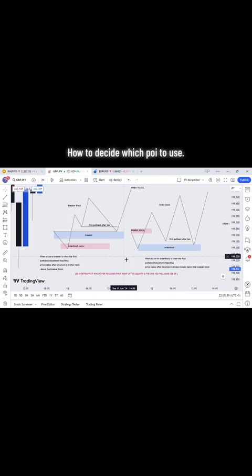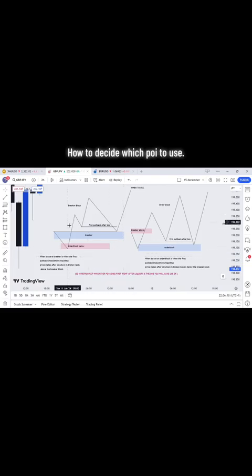So remember that this strategy that I use is structural liquidity and point of interest. The liquidity is a very key part of this strategy, meaning that what I use as my liquidity is basically inducement. It's that first pullback after market breaks structure. Now, that first pullback, you have to pay attention to it.